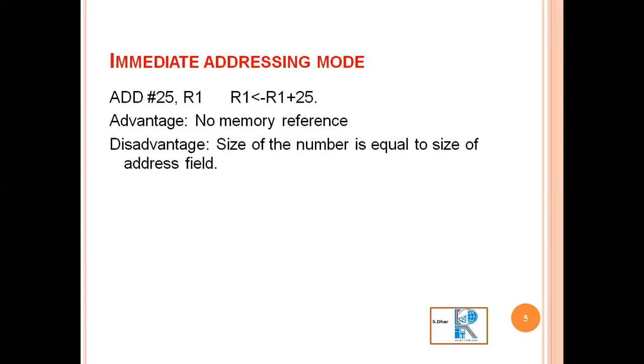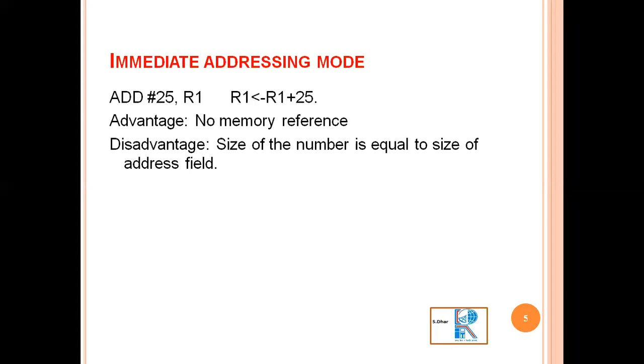What is the disadvantage? The size of the number is equal to the size of the address field. Your address field depends upon the number of bits used in the address field. I will tell in the memory. If the number of bits is limited, that means the address field is limited, because you are dividing the total address field for the total instruction. You cannot write more than the number which is given in the bits.